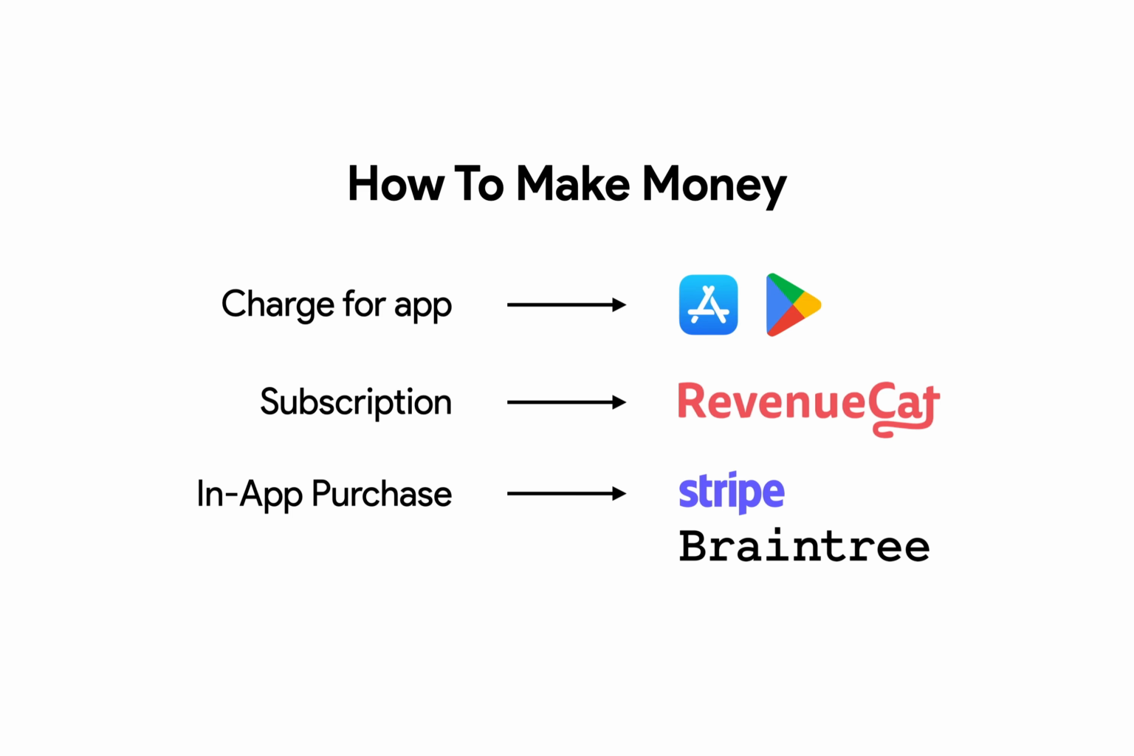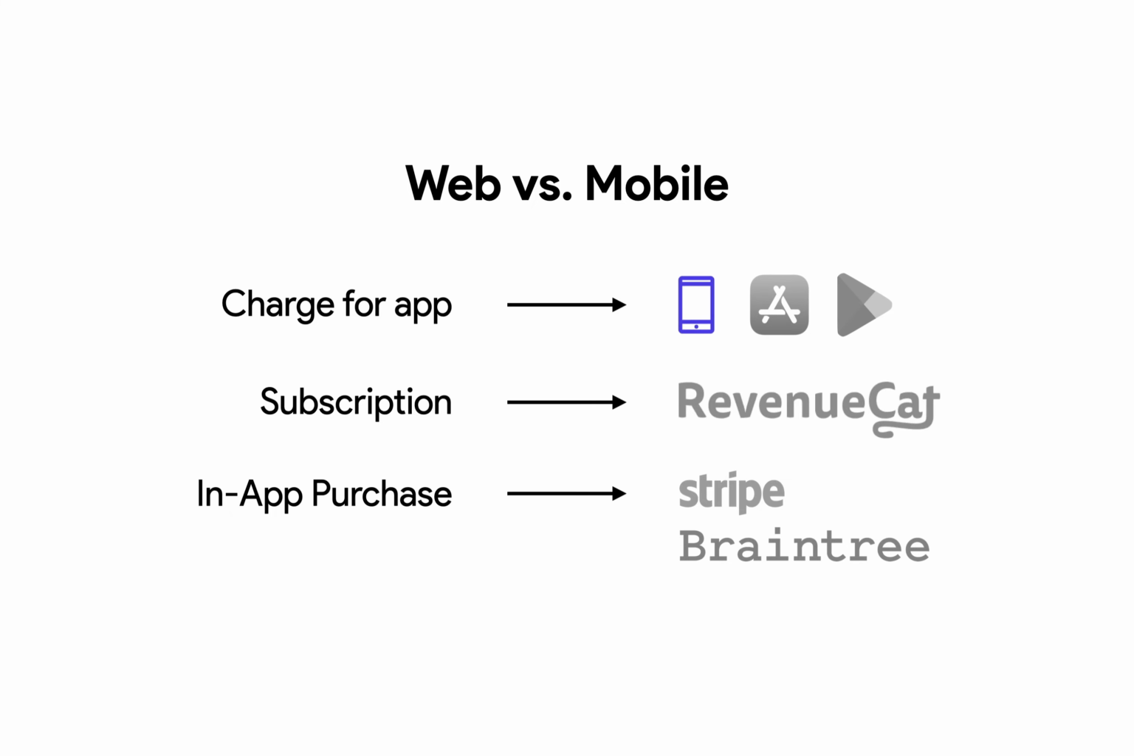But this is for mobile devices. What if you have a web app too? Well, then things are slightly different. Because there's no centralized location where you're getting apps, charging for an app is just for mobile. Or more precisely, if you charge for a web app, it's normally in the form of a subscription.